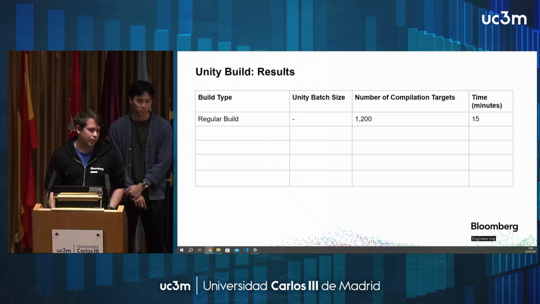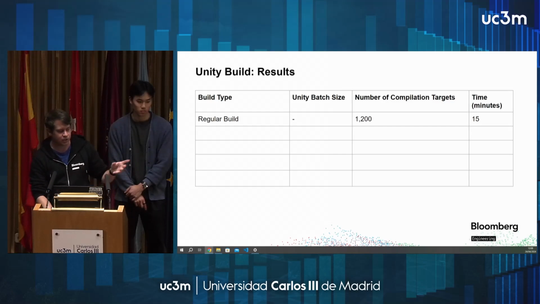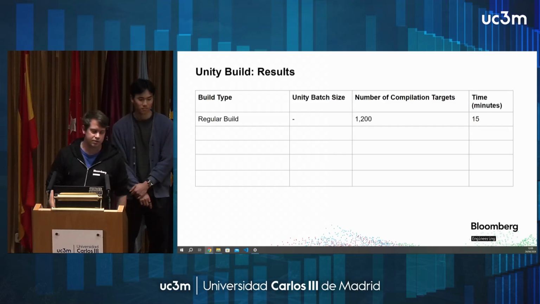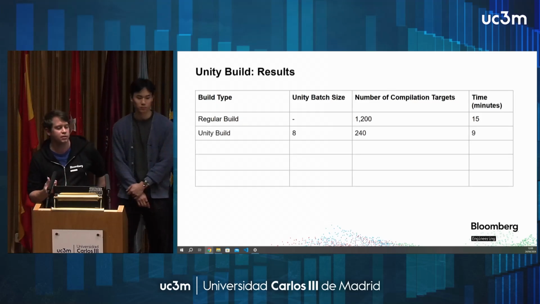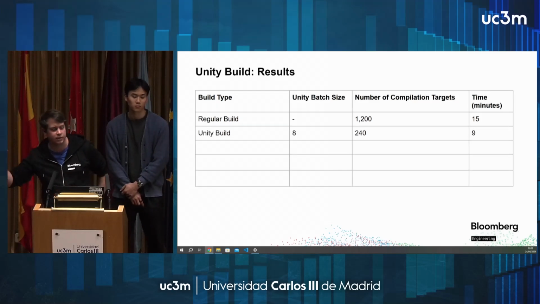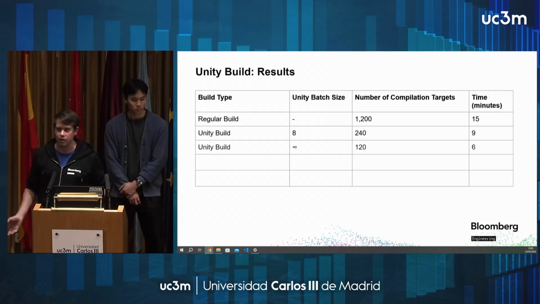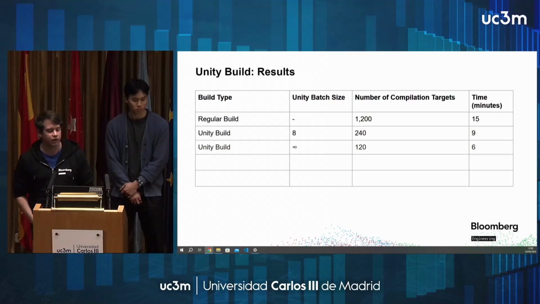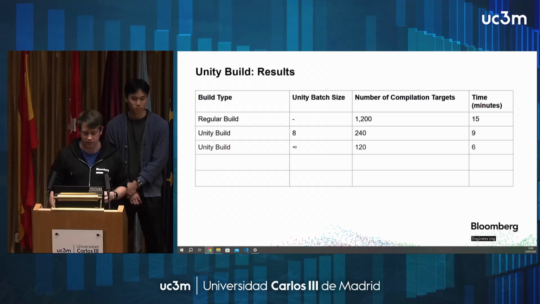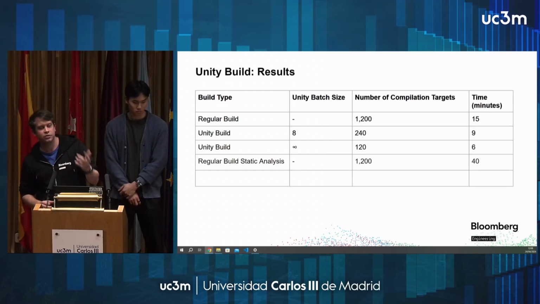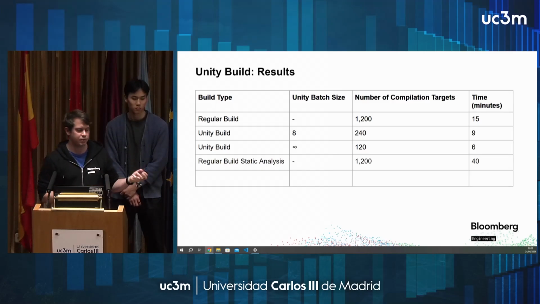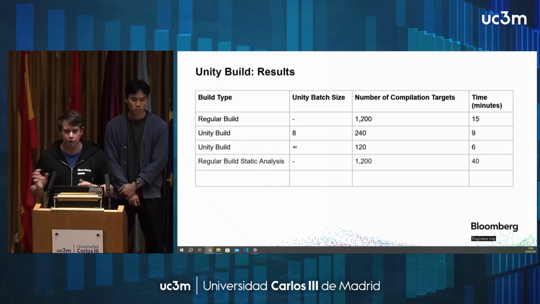So how did we do? We spoiled it a little bit with the graph, but when we started with the regular build, we're at 15 minutes for 1,200 targets. With the Unity build, default batch size of 8, so groups of 8 files together, that got us down to 9 minutes. And then just setting infinite, so for every library that we had, throw everything into one file, that got us down to 6 minutes. But the other thing that we were slightly impressed by is the static analysis. I mentioned right back at the beginning that we were trying to unlock Clang Tidy for our code base. With our 15-minute build time, we'd got to 40 minutes of static analysis, which was acceptable, but not ideal.